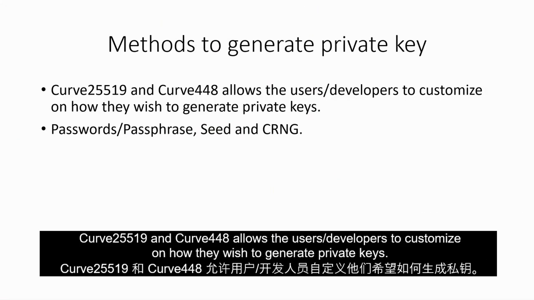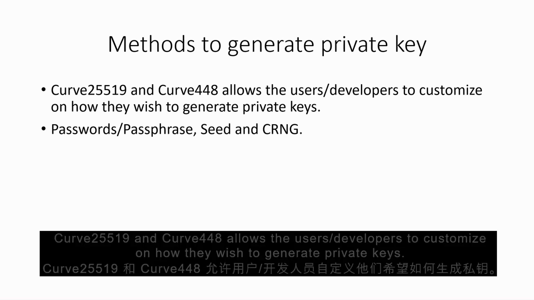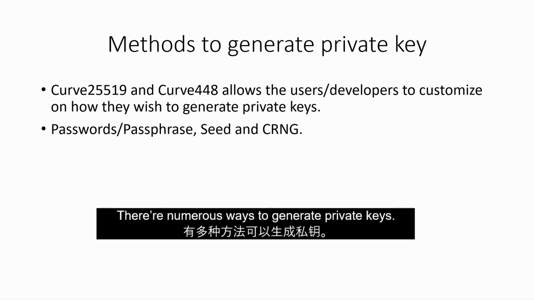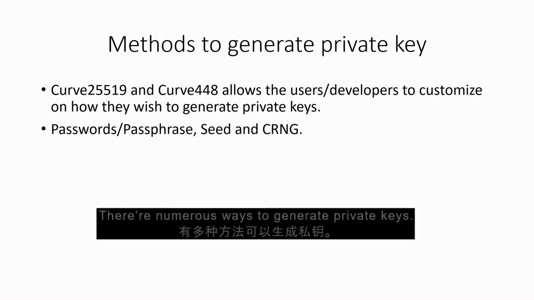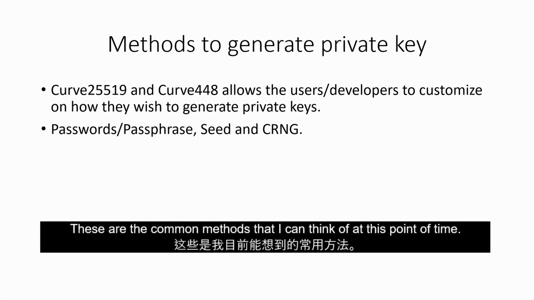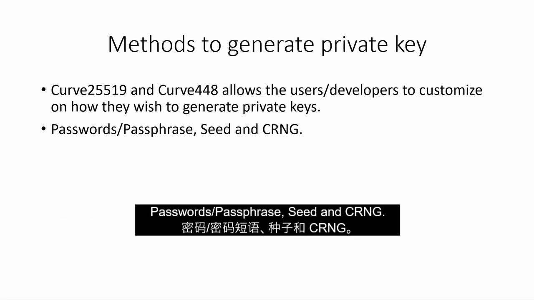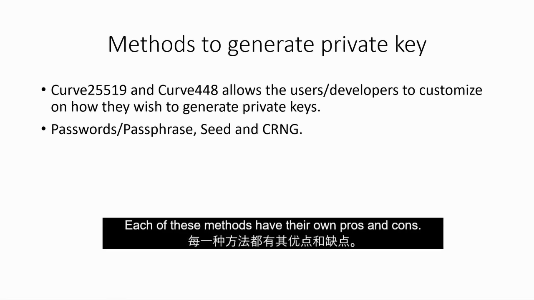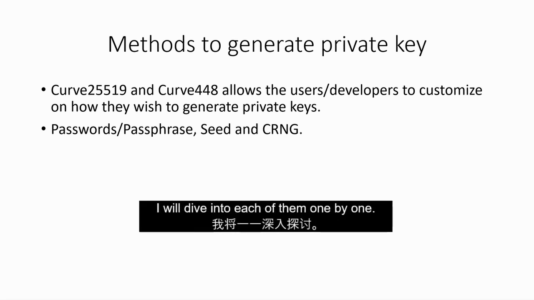Curve 25519 and Curve 448 allow the users or developers to customize how they wish to generate private keys. There are numerous ways to generate private keys. These are the common methods that I can think of at this point in time: passwords, passphrase, seed, and CRNG. Each of these methods has its own pros and cons. I will dive into each of them one by one.